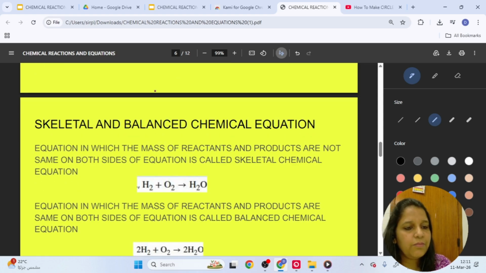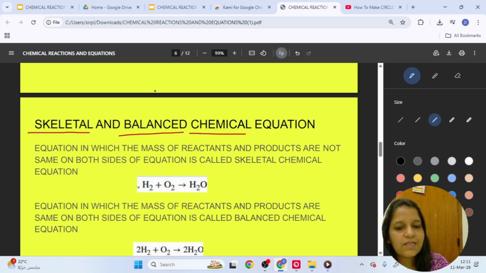These are two very important terms which are associated with chemical reaction, जो generally बच्चे ignore कर देते हैं, but इसकी understanding बहुत ज़्यादा ज़रूरी है कि what is skeletal chemical equation and what is balanced chemical equation. Any equation in the raw form or the equation which is unbalanced is skeletal chemical equation. Like H2 plus O2 gives H2O.